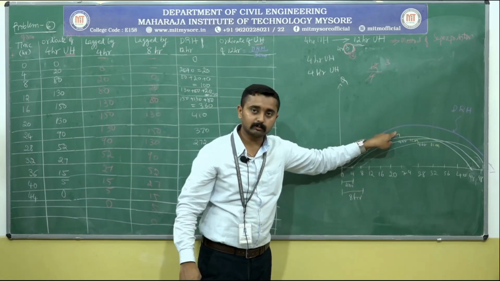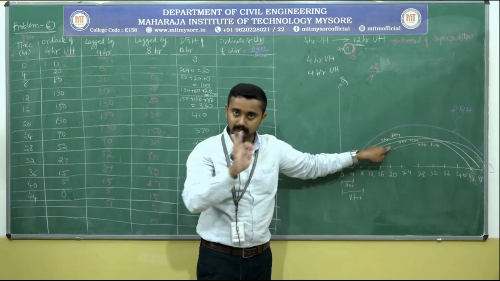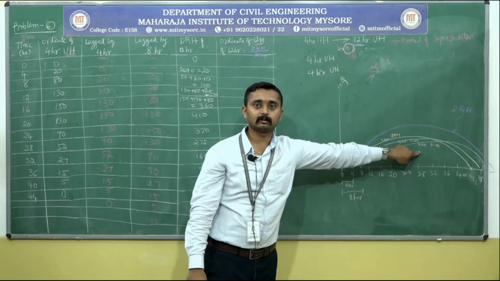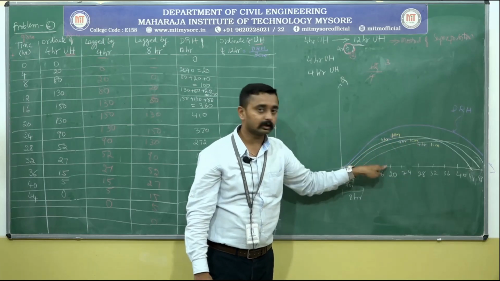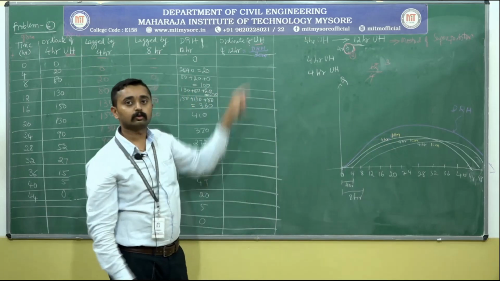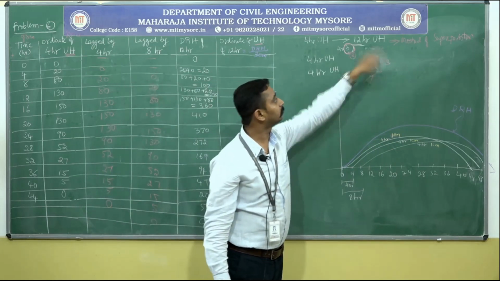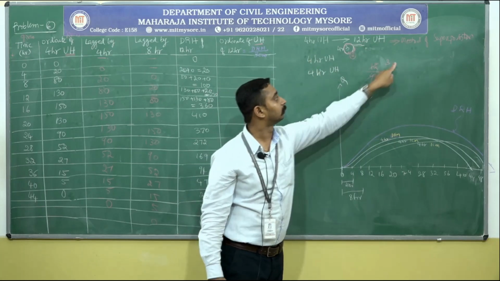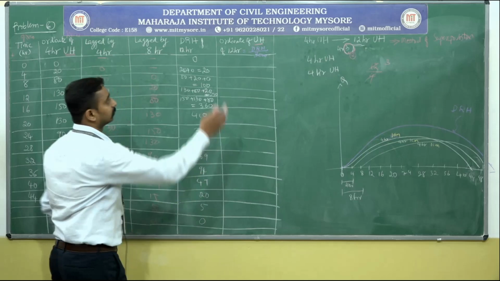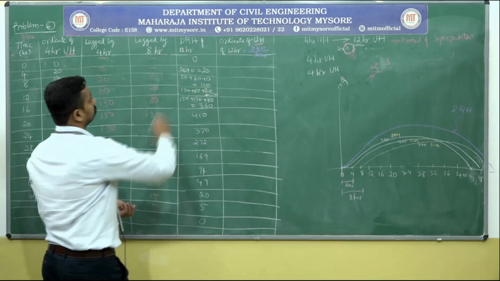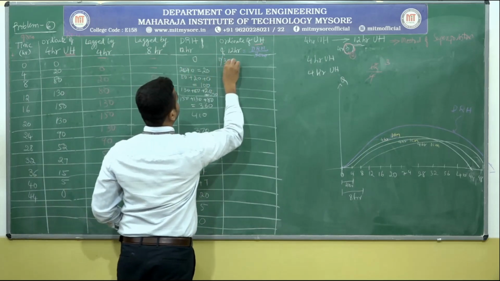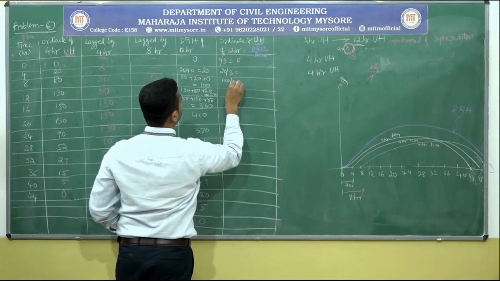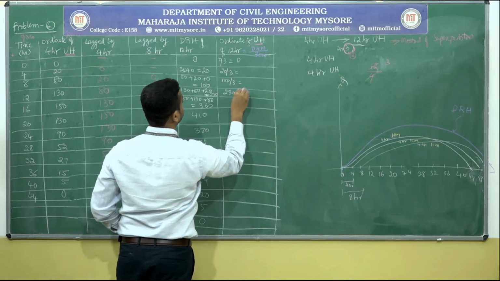A unit hydrograph is nothing but 1 centimeter depth. This 4-hour unit hydrograph is 1 centimeter depth. So there are 3 unit hydrographs, 3 centimeter. We need to construct the 12-hour unit hydrograph from the 4-hour unit hydrograph. So 4 into 3 is 12, that is 3 centimeter depth. Now 0 divided by 3 is 0. 20 divided by 3, 100 divided by 3, 230 divided by 3.